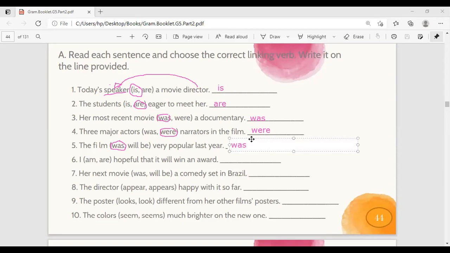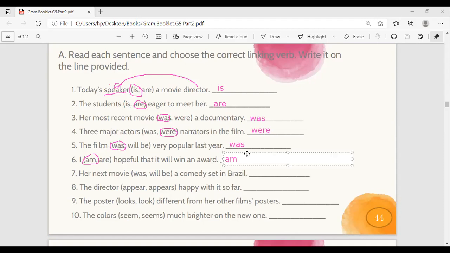Rasha? Yalla, continue. I am or are hopeful that it will win an award. I am. Thank you, Rasha.